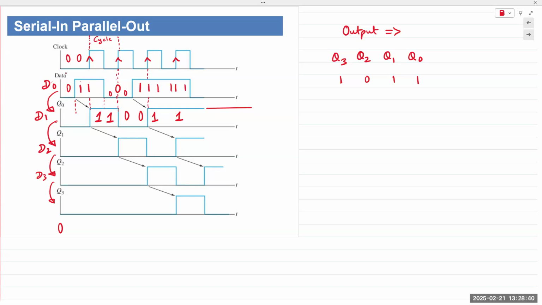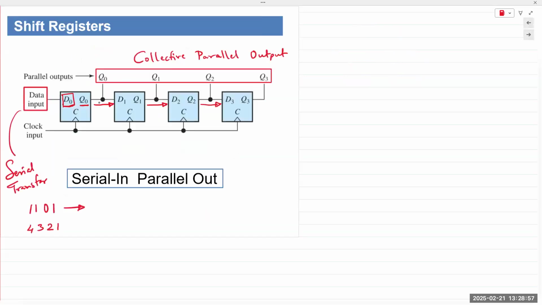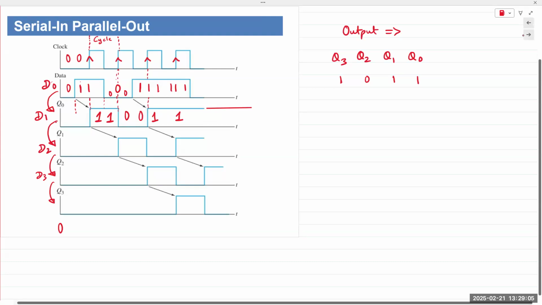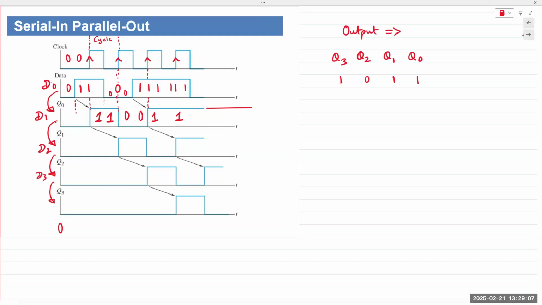Okay, so that was flip-flop 0. Let's look at what happens to the next one. The output of flip-flop 0, Q0, is fed as input to flip-flop 1. So Q0 is the same as D1. You look at the circuit, Q0 is the same as D1, Q1 is the same as D2, and Q2 is the same as D3.